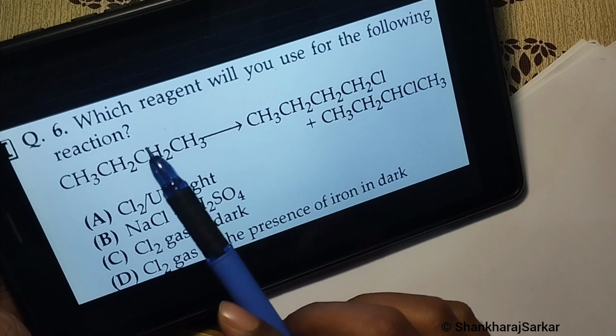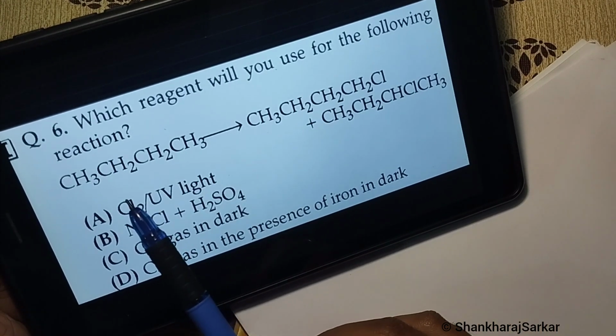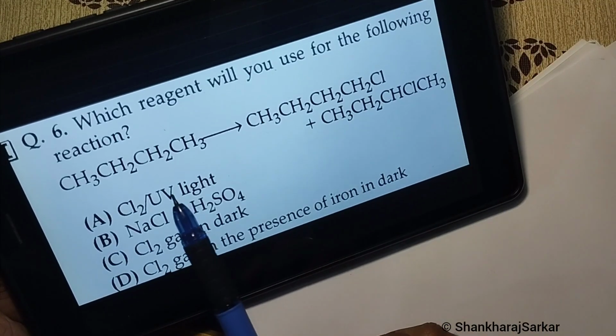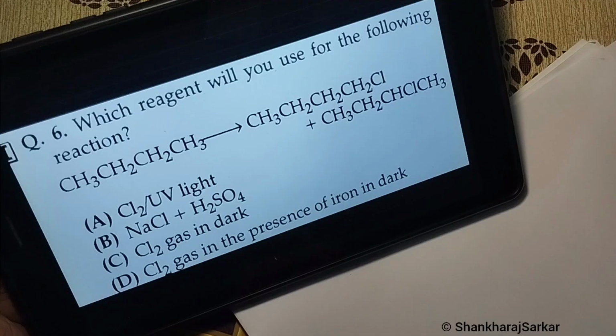In this question, which reagent will you use for the following reaction? In this reaction, alkane has converted into chloroalkane. So basically here chlorine will be required in presence of sunlight. So option A is your correct answer.